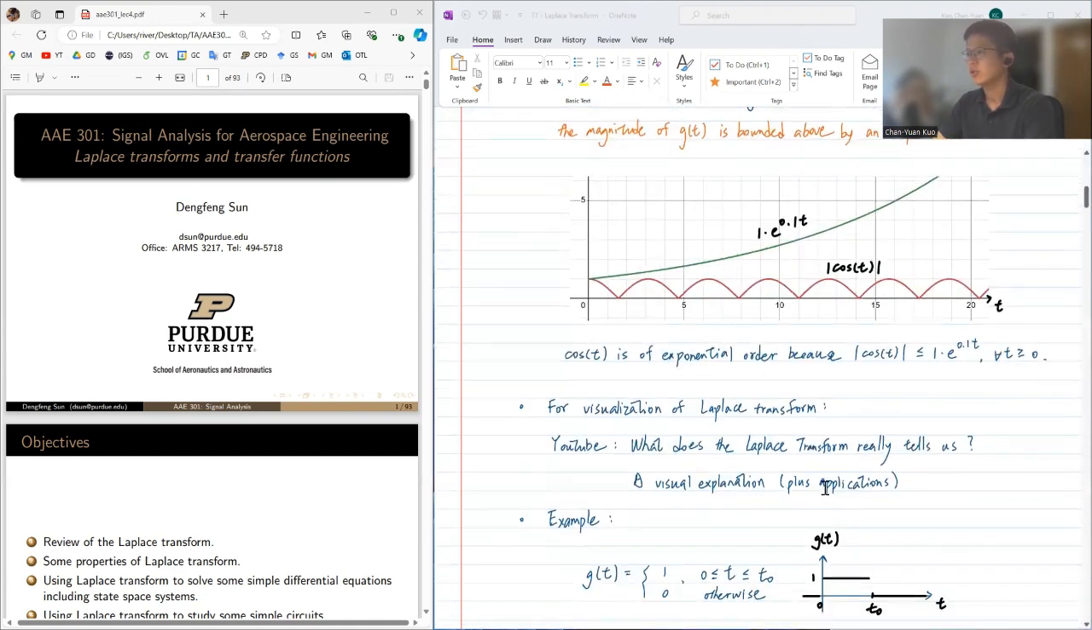Now, if you would like to see how the Laplace transform works in the complex domain, I suggest you go to this YouTube video titled "What Does the Laplace Transform Really Tell Us? A Visual Explanation Plus Applications." In this video, it will show you how this transform works in the complex domain.